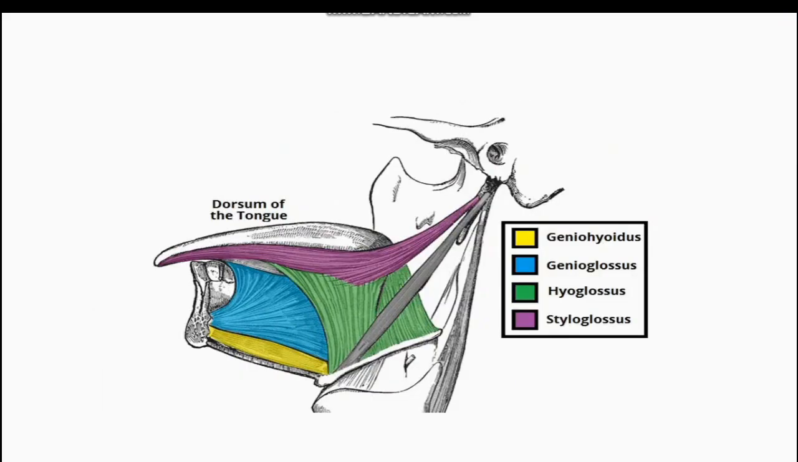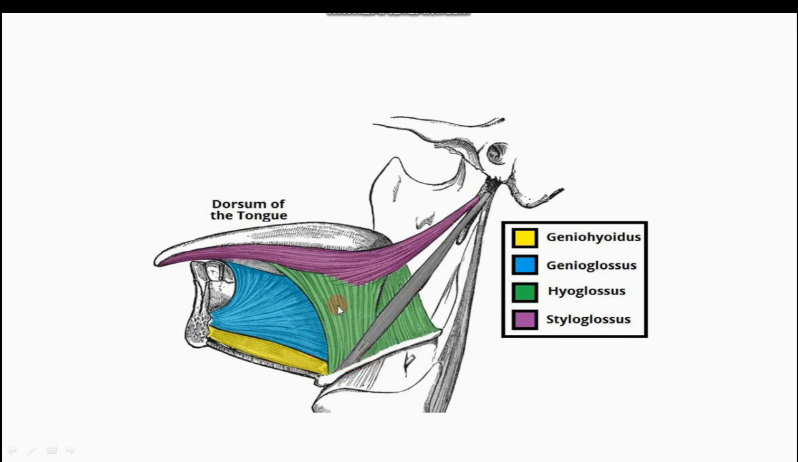Let's visualize the deeper structures before we go into detail. First we see here the genioglossus. It has a fan shape. You can see the fibers and the direction in which they are running: they move downward and backward toward this hyoid bone.